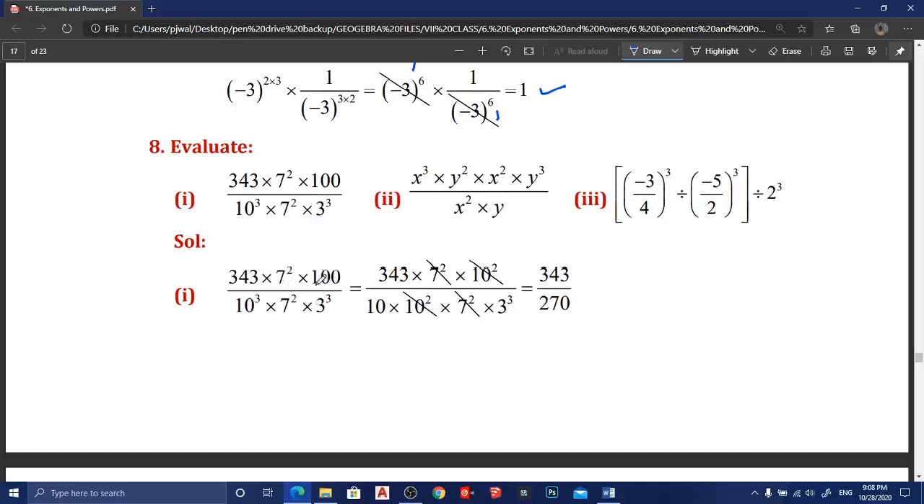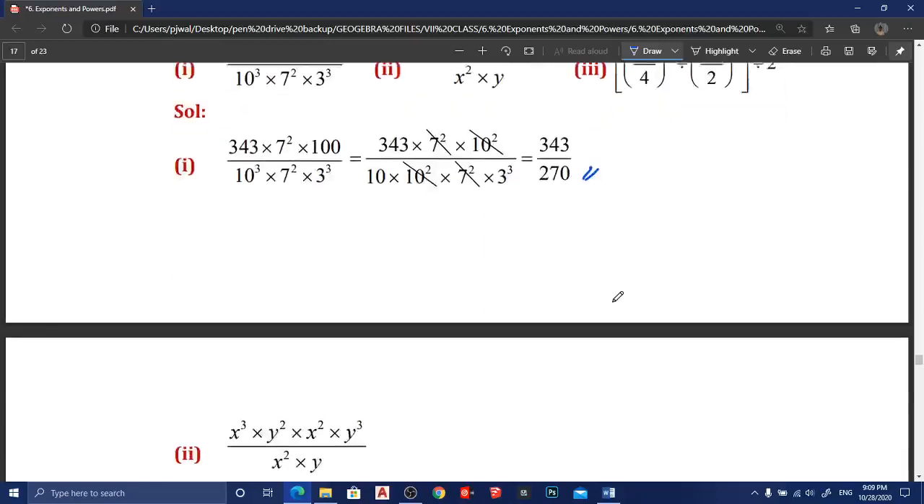Here 100 you can write as 10 square. So this 10 cube I am splitting as 10 into 10 square. One 10 I am taking out, remaining two 10s I am taking as 10 square. This 7 square gets cancelled, and 10 square and 10 square also get cancelled here. What are the remaining terms? 343 by this 3 cube means 27 into 10 is 270. So this is the simplified form of the given expression.